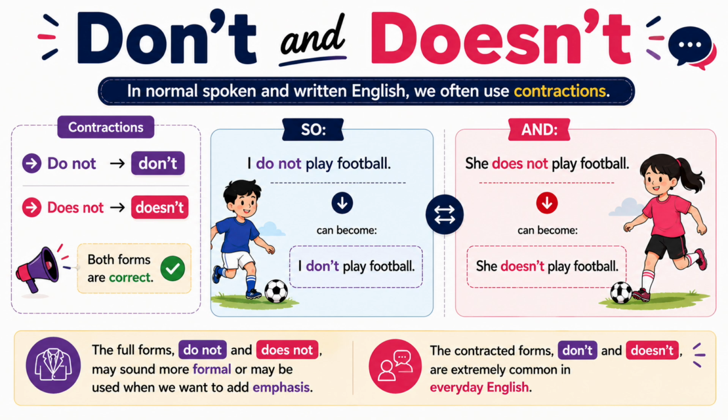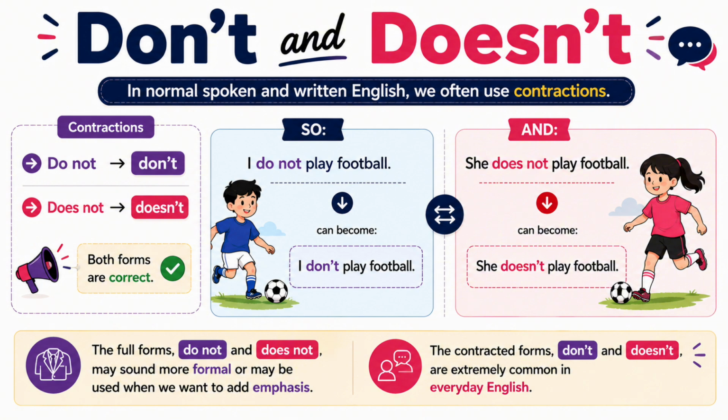So, when do we use don't? We use don't with I, you, we, and they. Remember this group. I, you, we, they, don't. Okay? Examples. I don't drink coffee. You don't understand the question. We don't watch television at night. They don't live near the school.